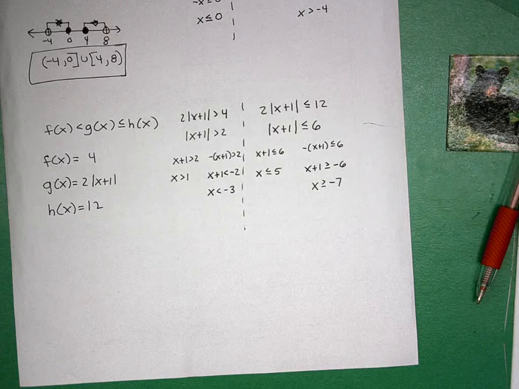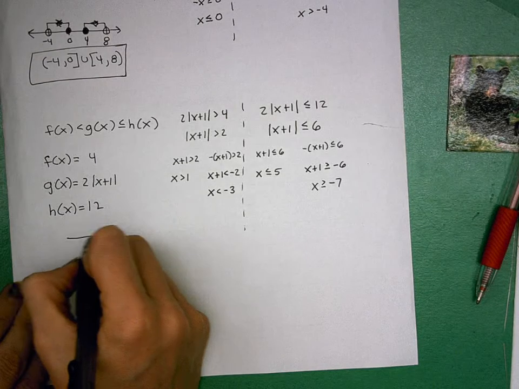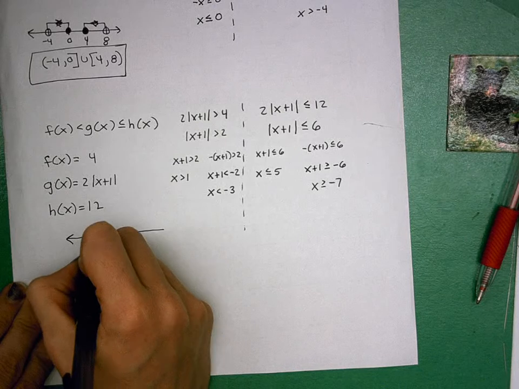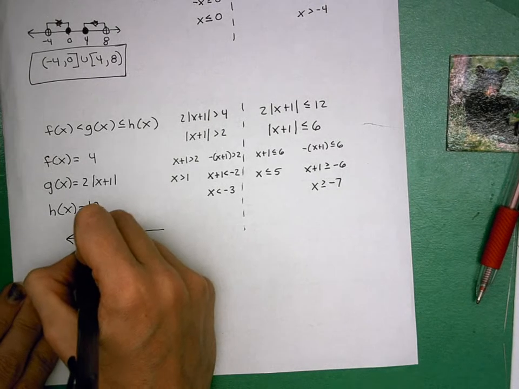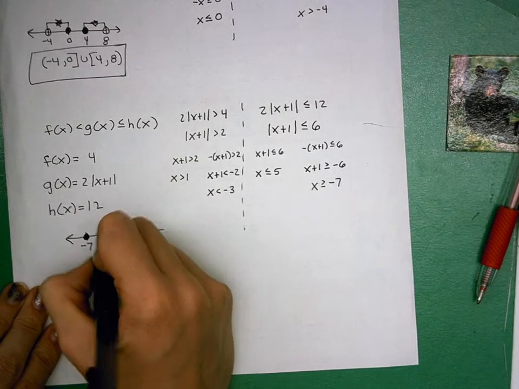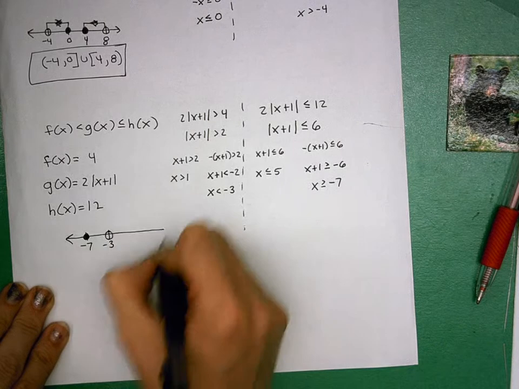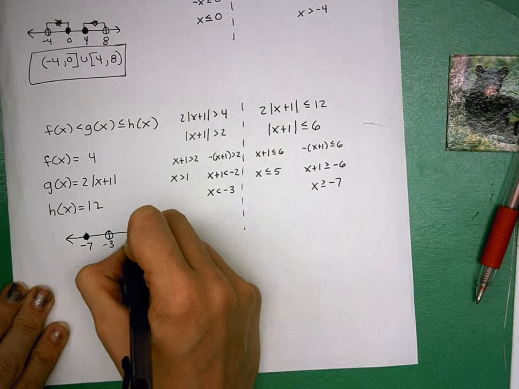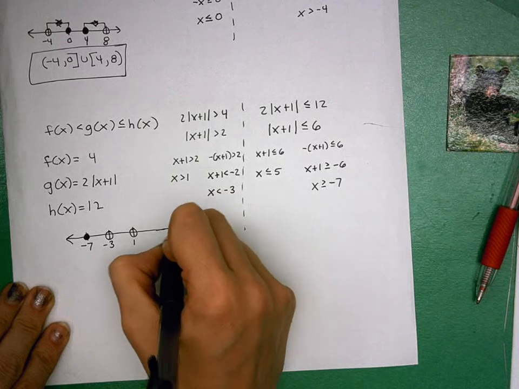Okay, so to determine my bounds, let's go ahead and look at this on a number line. We have negative 7, which has an equals, so it's a dot. We have negative 3, which doesn't have an equals, so it's a hole. We have 1, which doesn't have an equals, so it's a hole. And we have 5, which does have an equals, and so it's a dot.